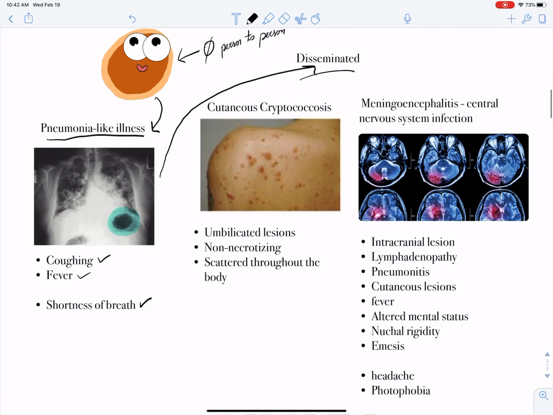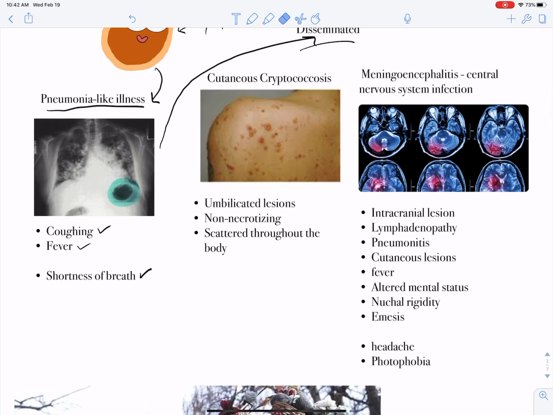So I've categorized these into two separate sections to make it a little bit easier to follow. So right here, we're going to have cutaneous cryptococcus. So these are going to be umbilicated lesions. They're going to be non-necrotizing and scattered throughout the entire body, as is highlighted here. We see the upper body of a trunk, and again, this is going to be over the entire body. So these lesions are going to have a slight divot form to them, and we have a nice example that you can observe right there.